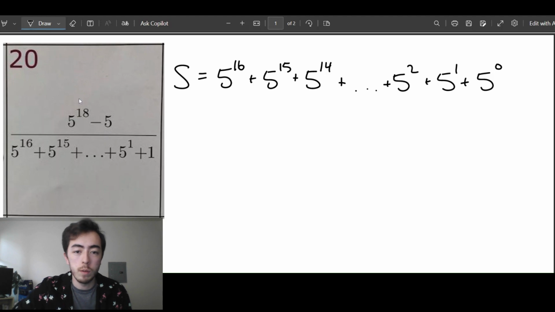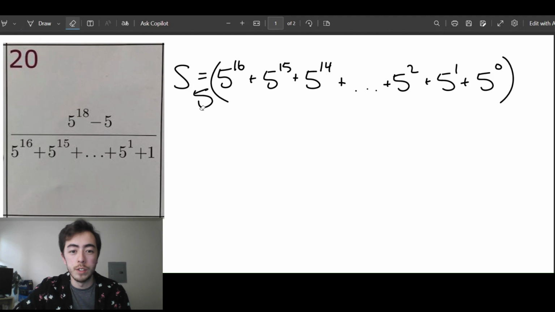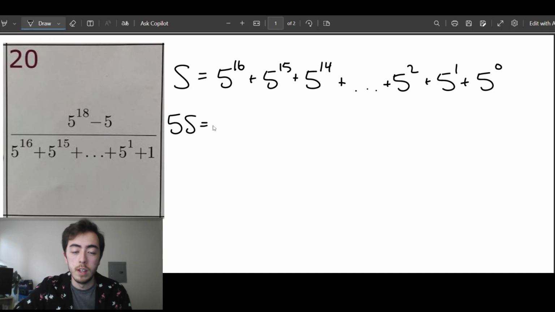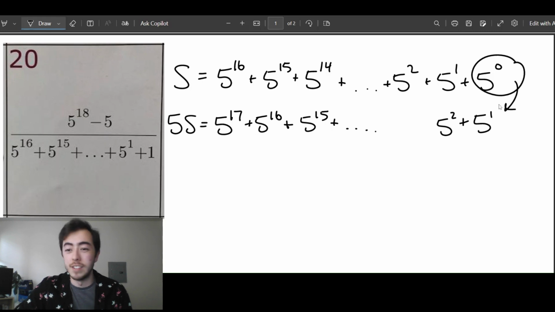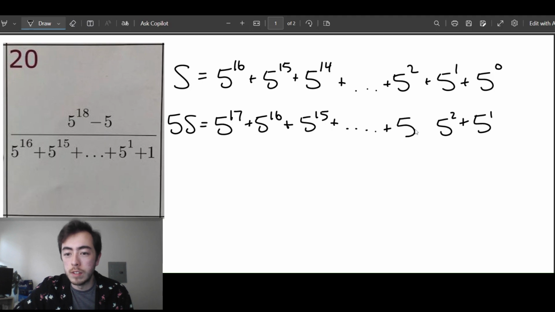And I think the best thing to do here is see what happens when we multiply the sum by 5. So if you imagine doing that, then that 5 on the outside here will just distribute into all of the terms. And so 5 times our sum is going to be 5 to the power of 17 plus 5 to the power of 16, 5 to the 15, all the way down to 5 to the power of 1. Because again, we're multiplying a 5 into all of these terms, and then 1 times 5 is just 5. And I want to see how I can relate this to the numerator.